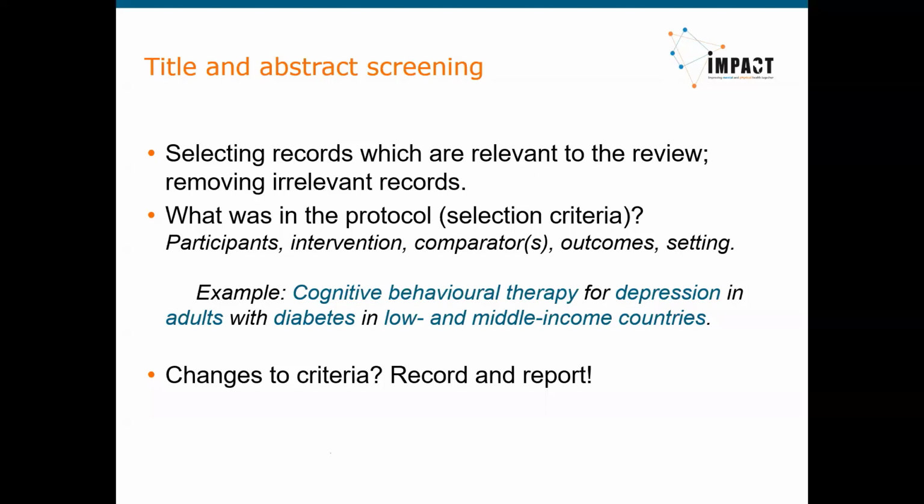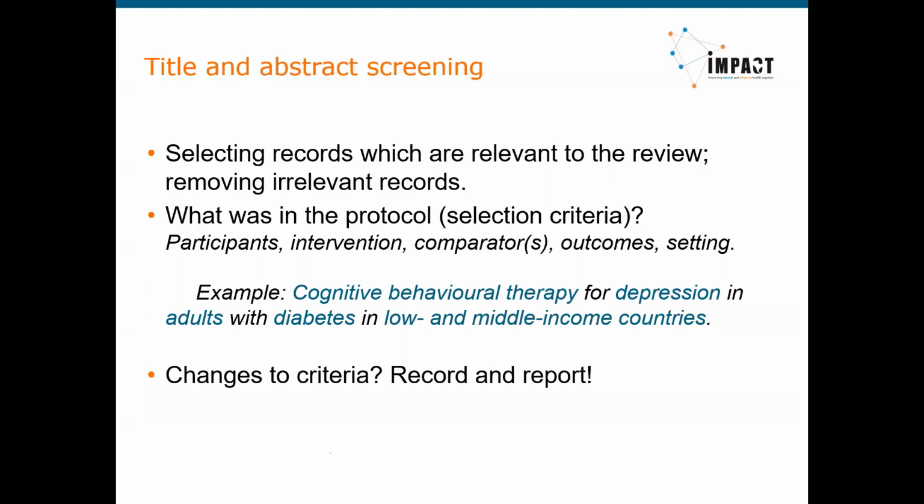So for example, the title of this review might be CBT for depression in adults with diabetes in lower middle income countries. Now that tells you who you are looking for, what type of treatment. You might still have to go back to the protocol to check a few things. For example, are all types of comparators included? What sort of studies are you including? Only trials or different types of study designs?